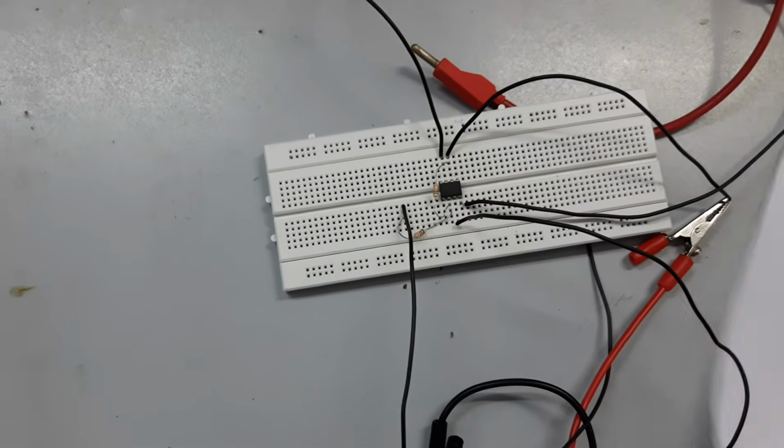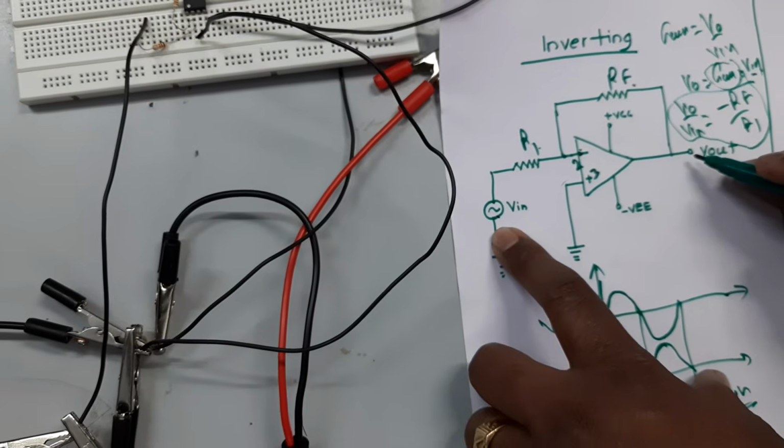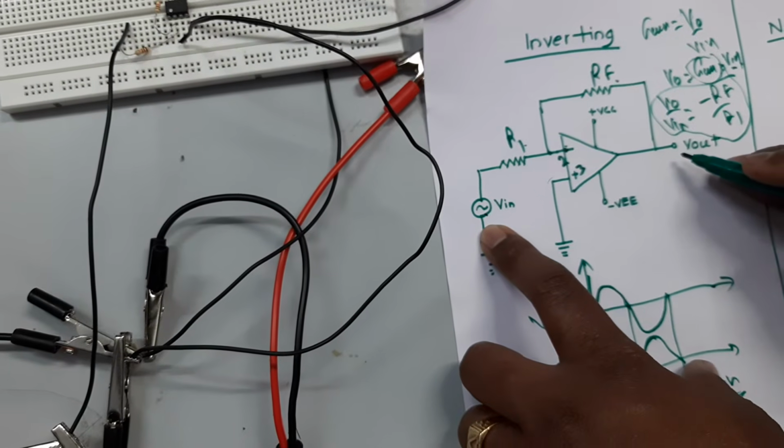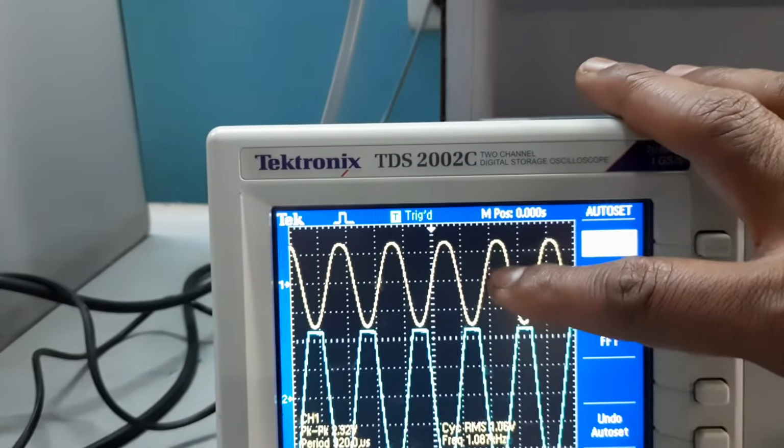Okay. So here what we have to do is give the input waveform and observe the output waveform. So for our convenience, what I did is that I put my CRO in XY mode. So in that, input waveform and output waveform can be observed. So here you see in yellow, that is the input sine waveform.